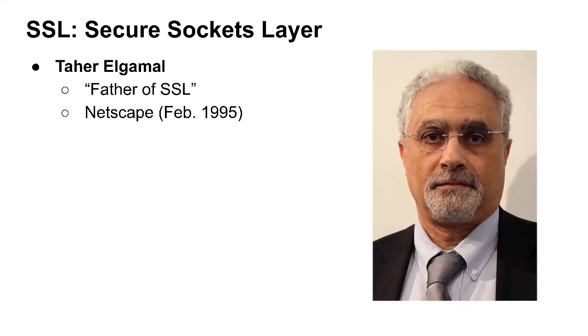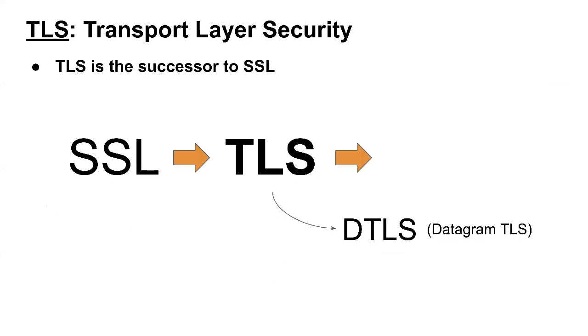SSL itself was invented in 1995. Taher Elgamal is known as the father of SSL. Netscape was the company originally working on SSL. Partway in its history, it changed enough that it warranted a name change to TLS, or Transport Layer Security. So the modern versions of the protocol are now TLS. And then there's been a parallel spec in development to TLS and SSL, which has been called DTLS. That's Datagram TLS, a version of TLS designed to be run over unreliable protocols, such as UDP.